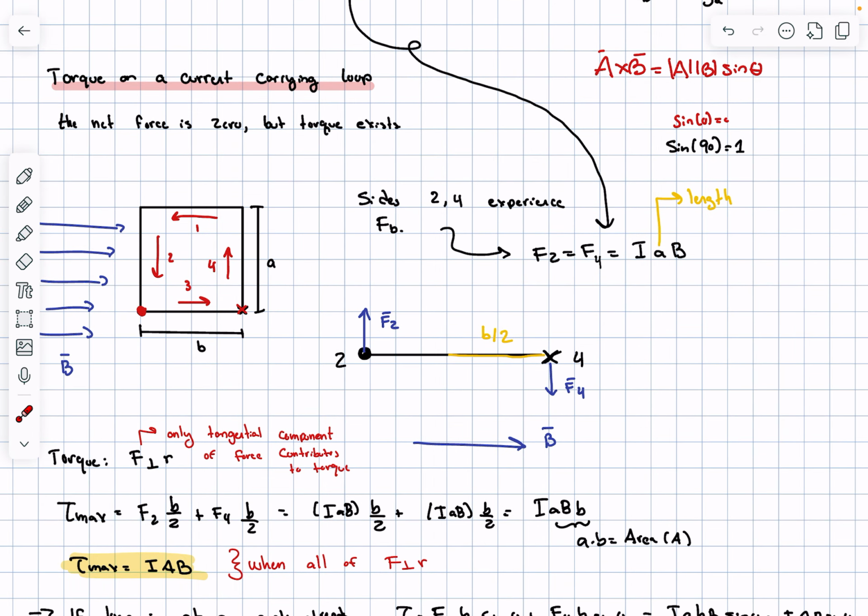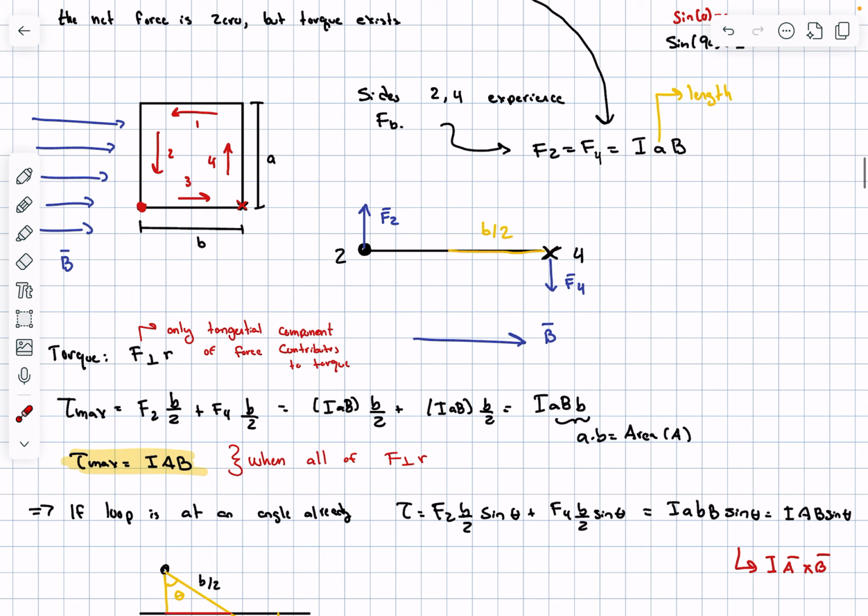If we were to draw this out in a different way, imagine you're looking down this wire, and then you're also looking down this wire. So this is wire 2 you're looking down, and wire 4 you're looking down. F2 is in this direction, F4 is in this direction, and we can see that they are separated by a distance little b, where little b is just this distance here. So from the center point, this is b over 2, and this is b over 2.